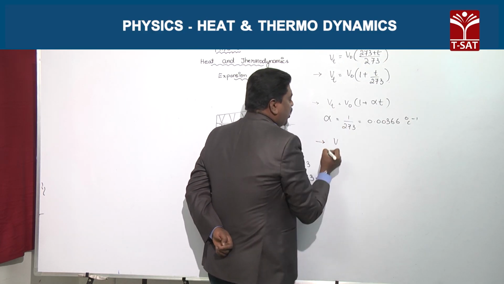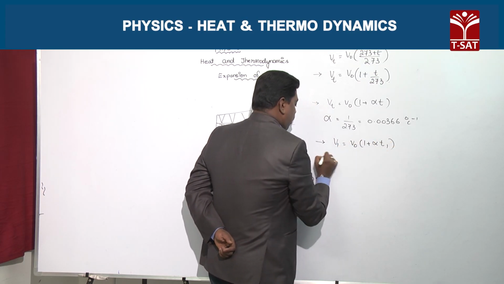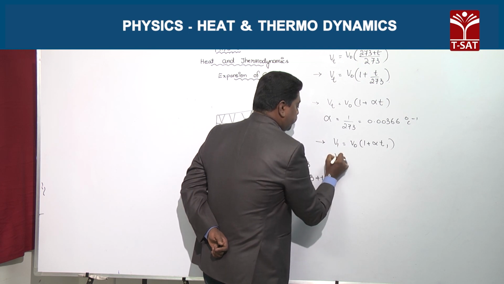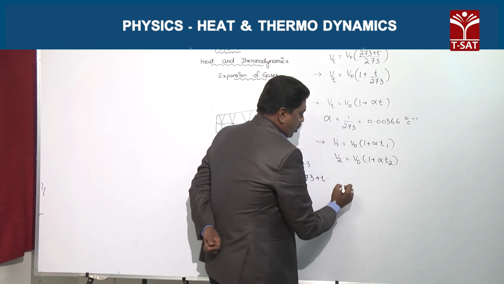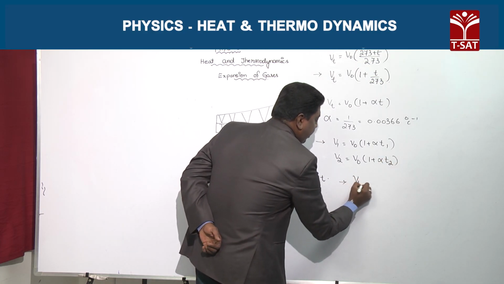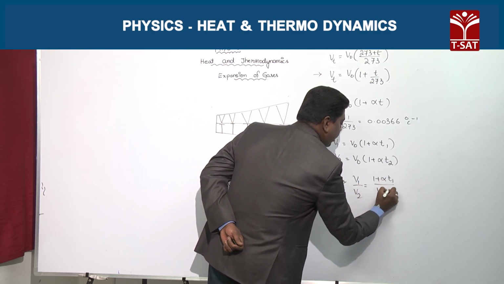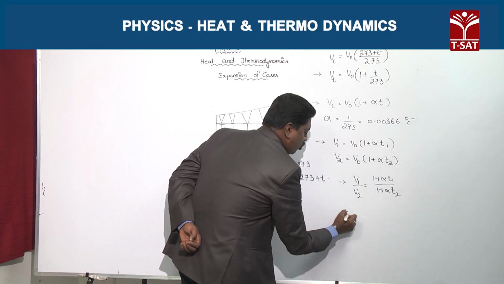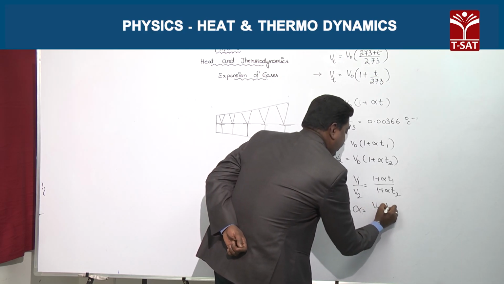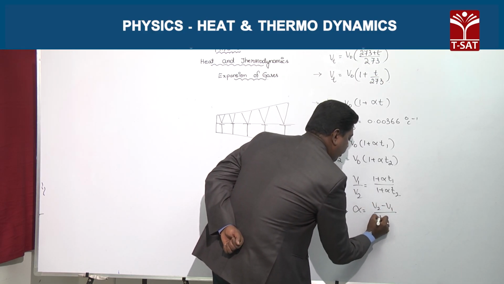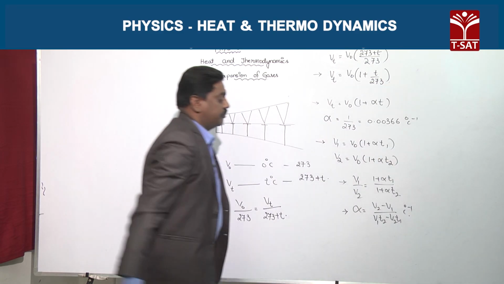Now, the same equation can be written as V1 equals V0 into 1 plus alpha T1 and V2 equals V0 into 1 plus alpha T2. On dividing both of them, we get V1 by V2 equals 1 plus alpha T1 by 1 plus alpha T2, from which we get alpha equals V2 minus V1 by V1 T2 minus V2 T1 per degree Celsius.